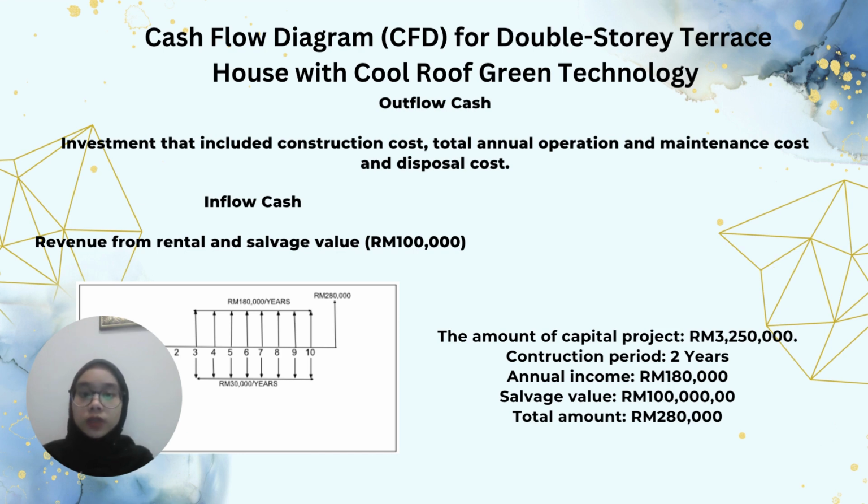For the amount of capital project, it is 3,250,000 for construction period 2 years, and annual income 180,000, salvage revenue 100,000, and total amount is 280,000.